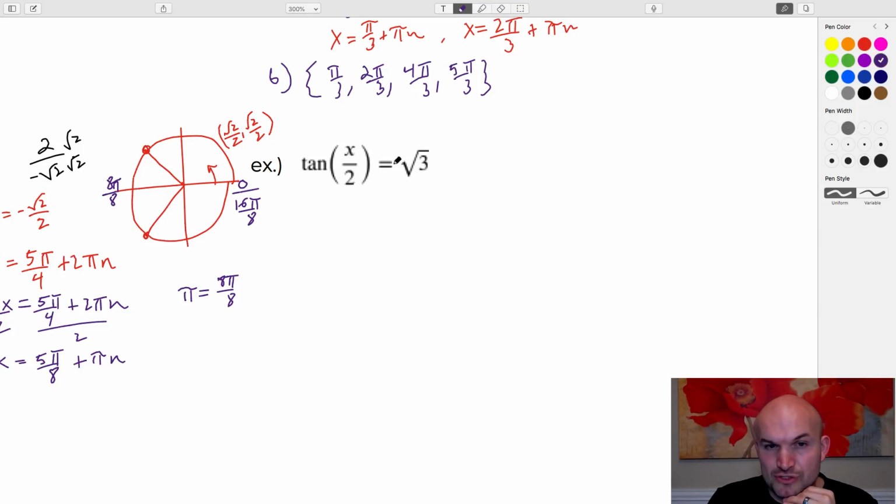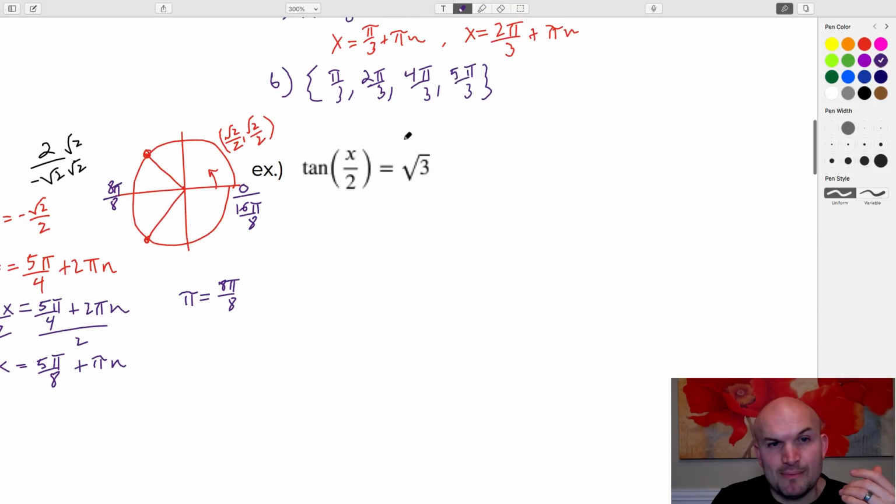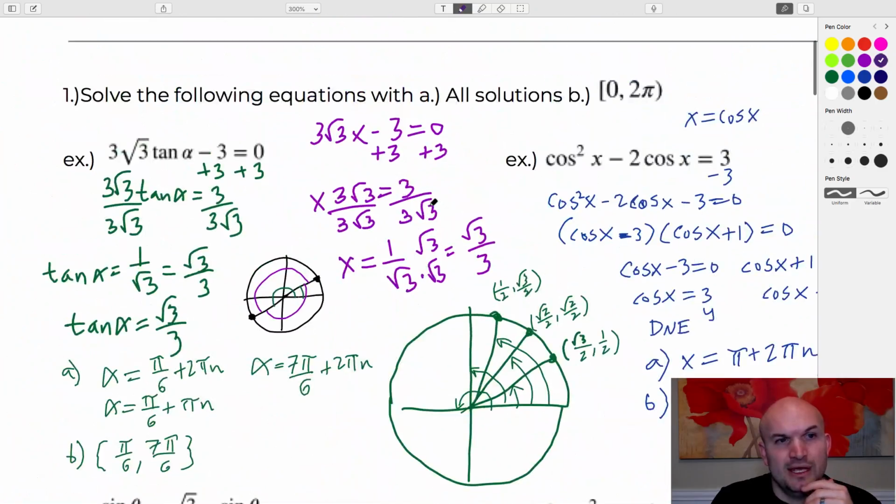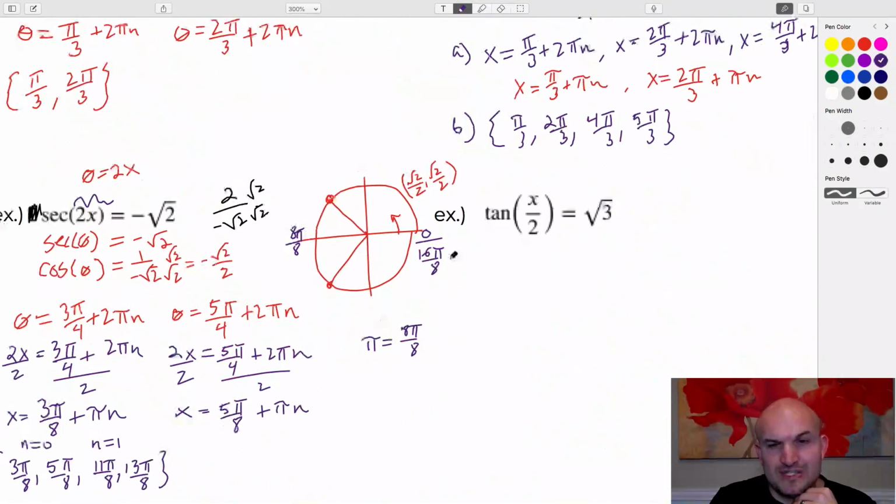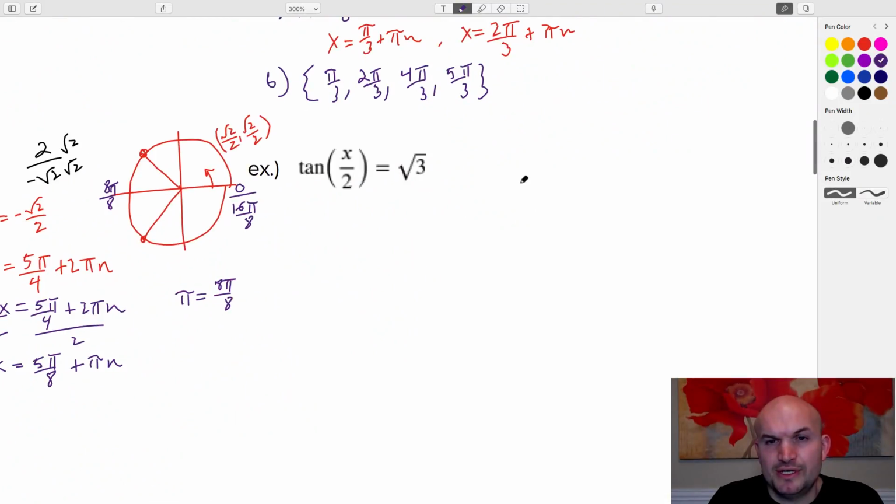Tangent of x over 2 equals the square root of 3. Now, if you remember, let's kind of cheat a little bit. It wasn't that long ago that we tried to figure out tangent of alpha equals square root of 3 over 3. We got pi over 6, right? So the tangent being square root of 3 is just going to be pi over 3. So I can say, using my unit circle here, that's going to be pi over 3 and 4 pi over 3.